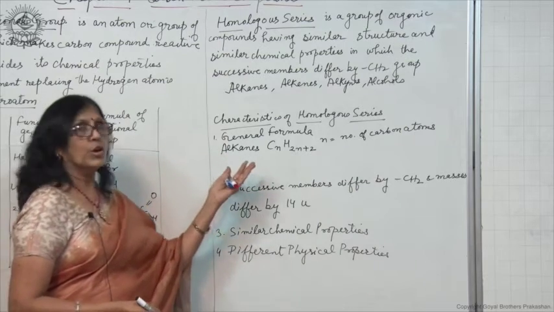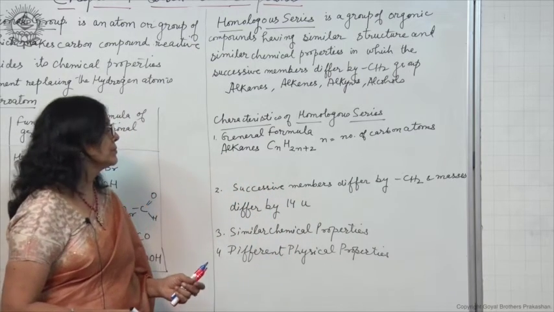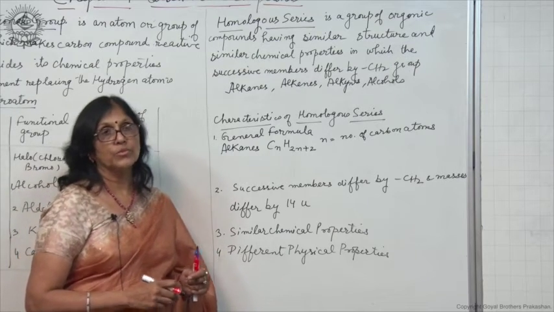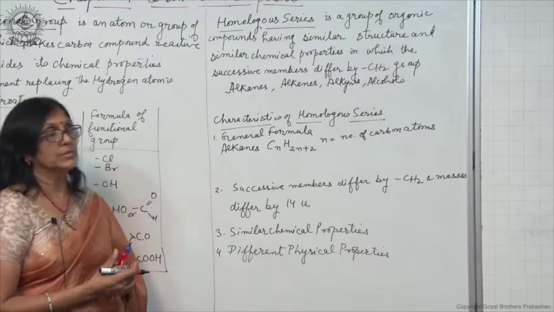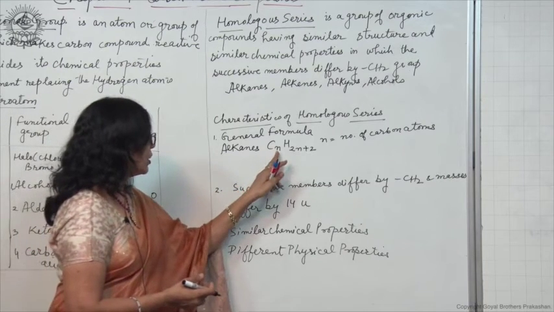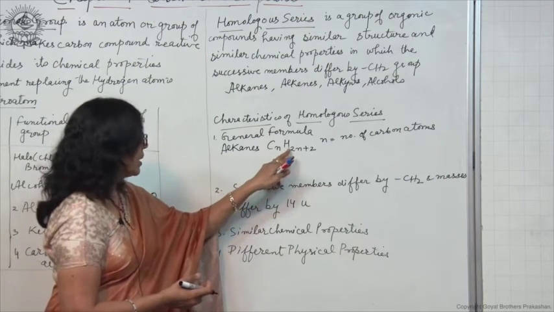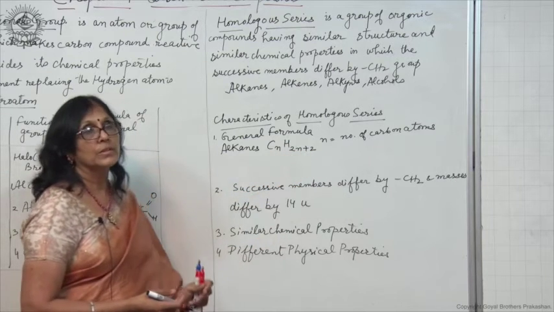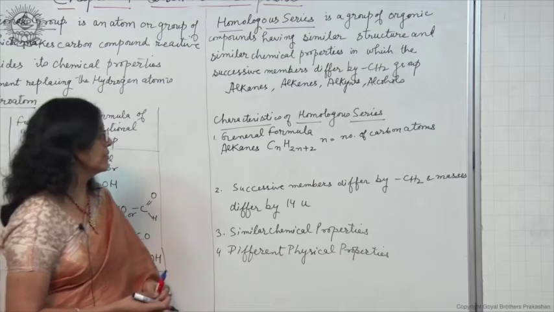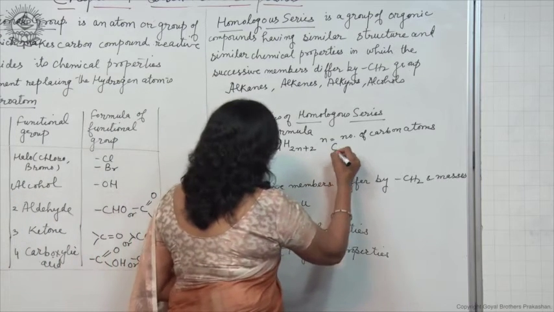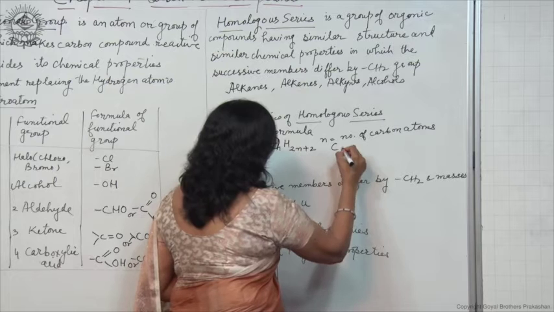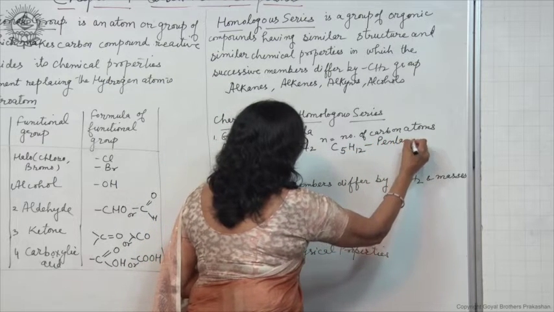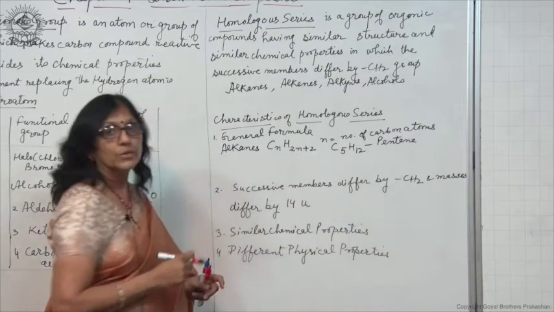So, you can write the formula of any alkane provided you know the number of carbon atoms. Suppose the number of carbon atoms is 5. So, you can write C5, and what will you write here? 5 2s are 10 plus 2, 12. C5H12 will be the formula of the alkane having 5 carbon atoms.